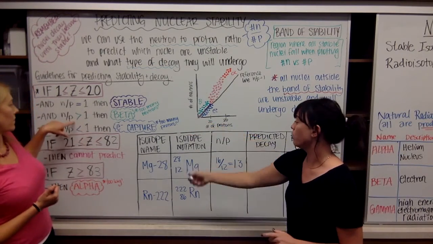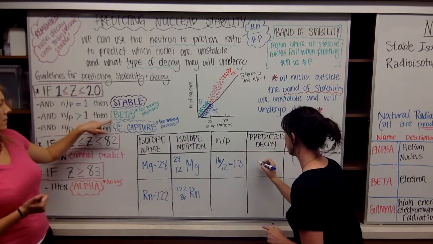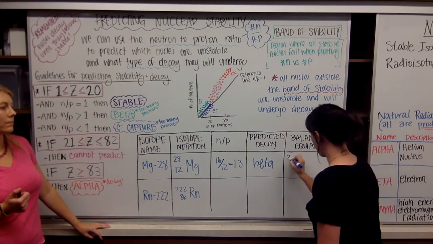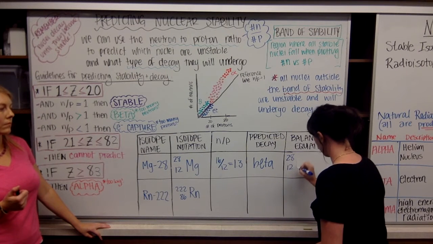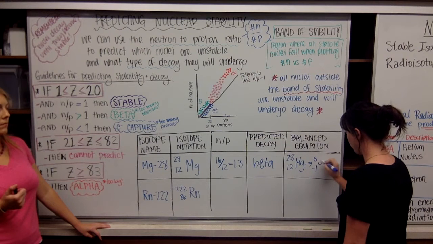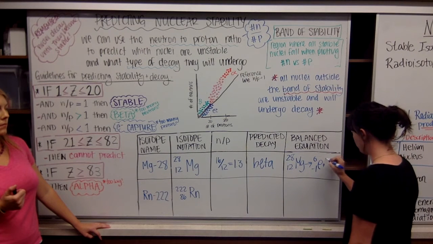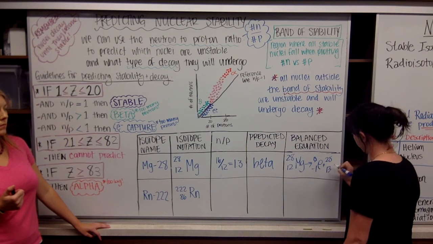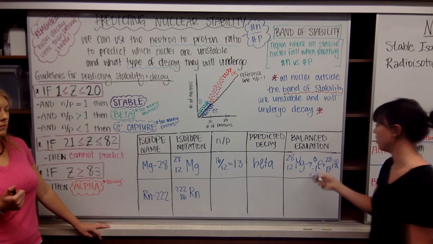You actually have to put that into your calculator and get this, which would be 1.3. Greater than 1, we're in between 1 and 20, so we're good. This is going to undergo beta decay. And then our equation would look something like this. We start out with magnesium. It's going to undergo beta decay. And it will decay into, that's a 0, aluminum, if you look on the periodic table.